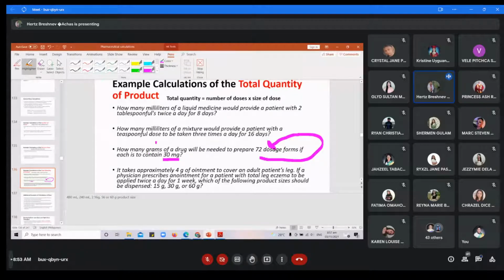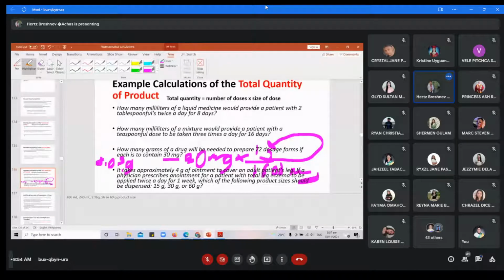So to get the quantity in terms of grams, to prepare 72, you just simply convert the 30 milligrams to grams. So 30 milligrams times 1 gram divided by 1,000 milligrams. So 30 divided by 1,000 is equivalent to 0.03. The answer of that is 0.03. So that is how you convert milligrams to grams.